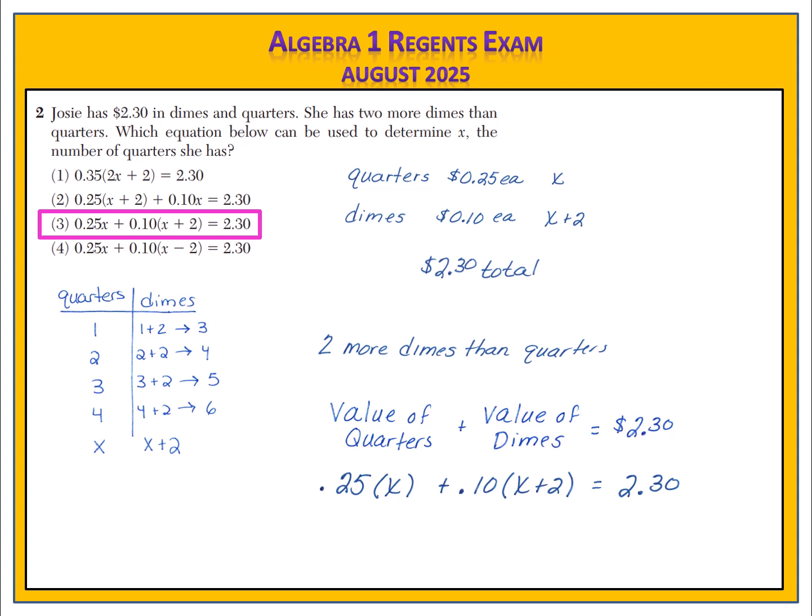That equation matches choice 3, and so we've answered the problem. If we wanted to determine how many quarters or dimes she had, we would continue solving the equation, but for now, this problem is done.